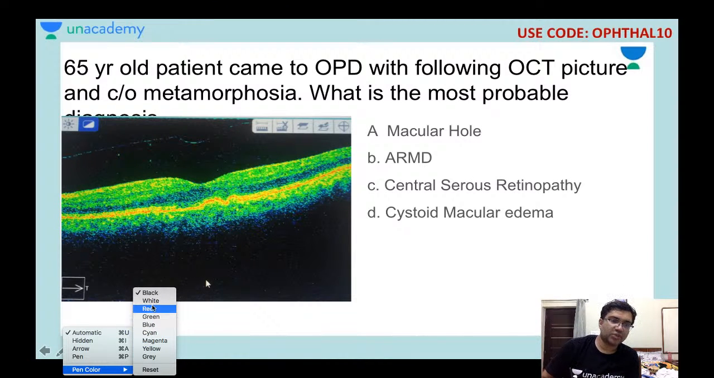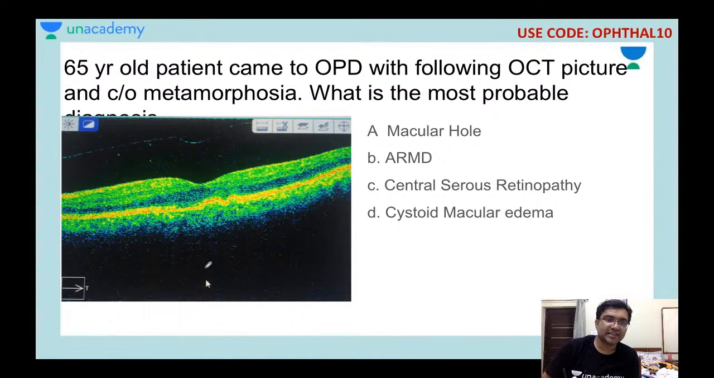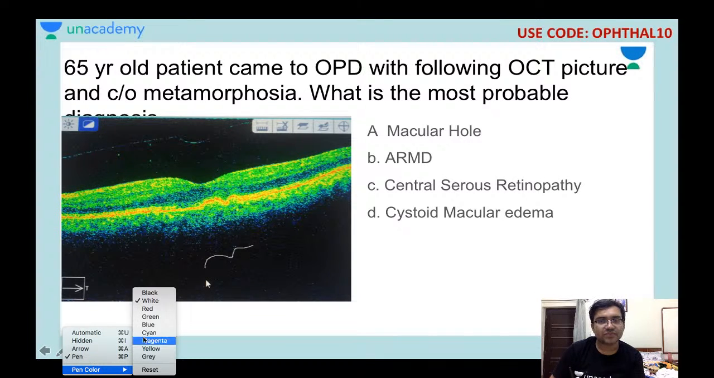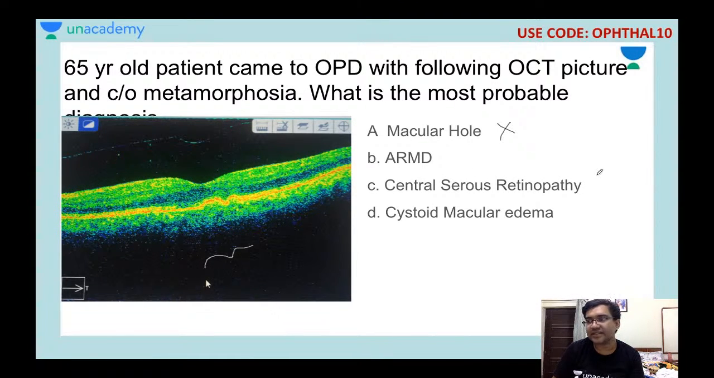In this patient, what you can appreciate is that there is an elevation of the RPE. The rest of the layers seem to be normal. So it is definitely not a macular hole. There is no fluid collection, so it is not central serous retinopathy. It is not cystoid macular edema because there is an elevation of the RPE.